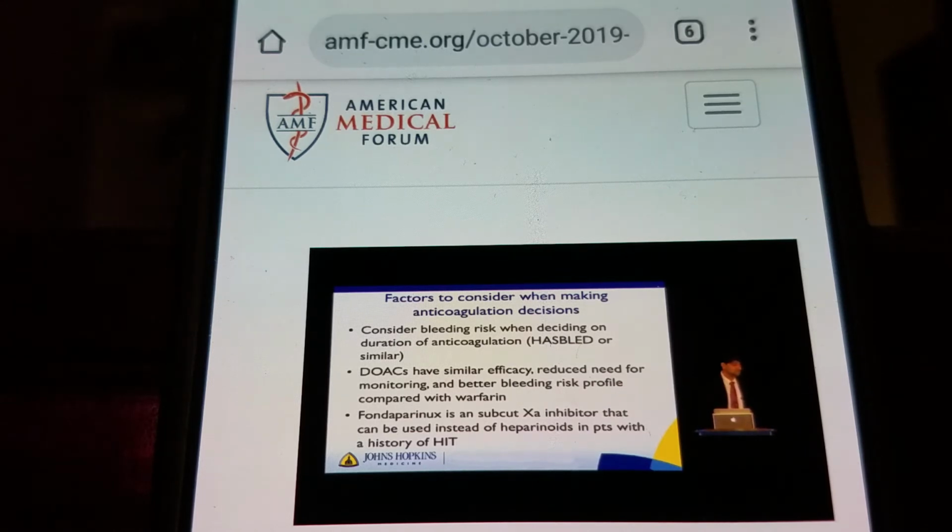And lastly, in patients who have a history of HIT, heparin-induced thrombocytopenia, fondaparinux is a subcutaneous 10A inhibitor that has the longest data, but now we're also seeing oral 10A inhibitors, Rivaroxaban and Apixaban, with newer data coming out suggesting efficacy in HIT, although not FDA approved for treatment of HIT.